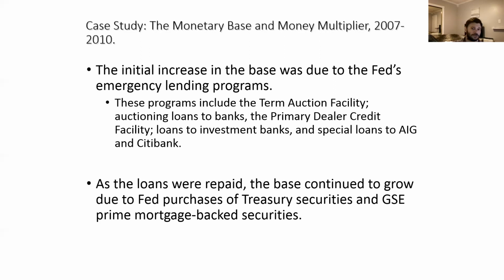And as the loans were repaid, which typically works to diminish the base, the base continued to grow despite the repayment of these emergency loans, because the Fed engaged in some quantitative easing and was really aggressive in buying up government bonds, government treasury securities, as well as government-sponsored entities related to mortgage-backed securities in order to try to prop up the housing market.